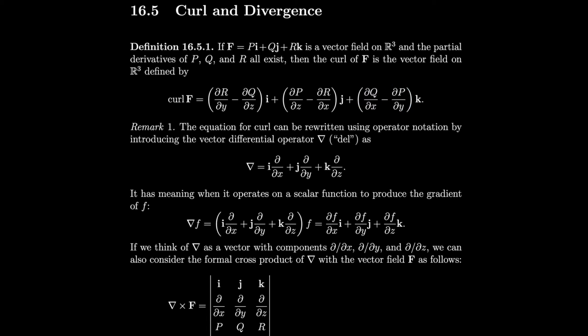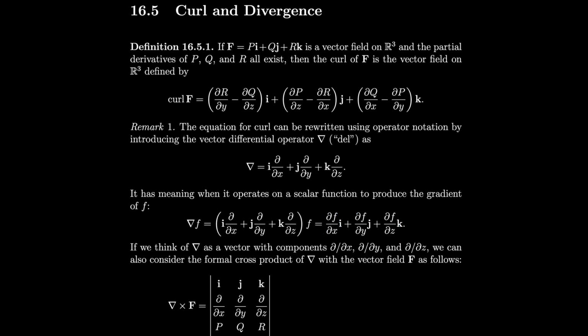The equation for curl can be rewritten using operator notation by introducing the vector differential operator del. If we say that del is the partial with respect to x, partial with respect to y, and partial with respect to z for i, j, and k. Notice that this del operator only has meaning when it is operating on a scalar function to produce the gradient. We can't really say much about the partials if we're not saying what we're taking the partials of. So if we apply del to f, we get the partial of f with respect to x, f with respect to y, and f with respect to z.